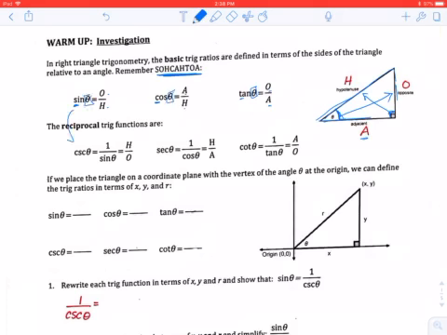Okay, we have our three reciprocal functions. So 1 over sine is equal to cosecant, therefore cosecant equals hypotenuse over opposite. 1 over cosine is equal to secant, so that equals hypotenuse over adjacent. And 1 over tan equals cotan, so that's adjacent over opposite. We really don't focus on opposite, adjacent, and hypotenuse at the pre-calculus level.